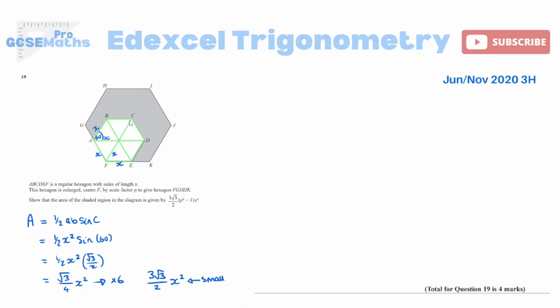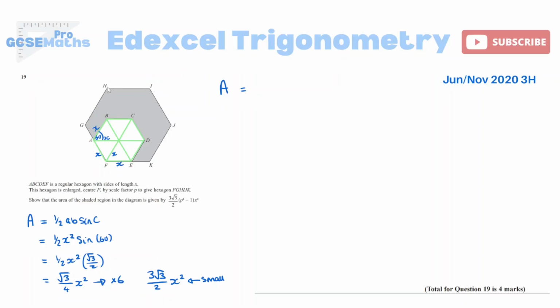Now we want to know the area of the bigger one. This is where our scale factor p comes in, if you remember that bit. I'm going to do exactly the same thing. However, what are the side lengths of the bigger hexagon? So think about it. If you've applied a scale factor, what does that normally mean? It means you multiply the side lengths by the scale factor, don't you?